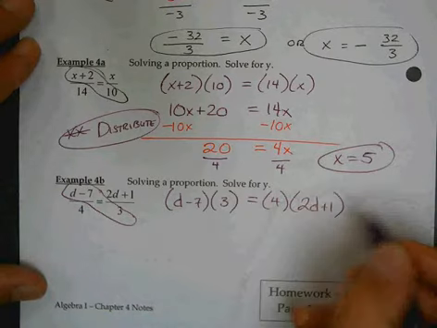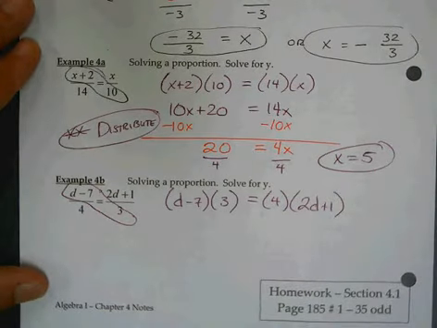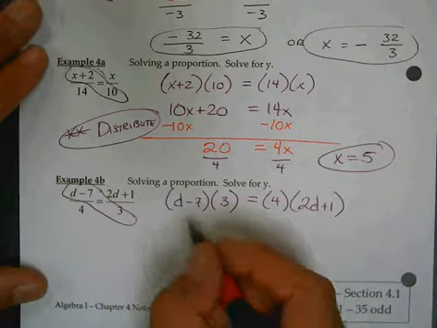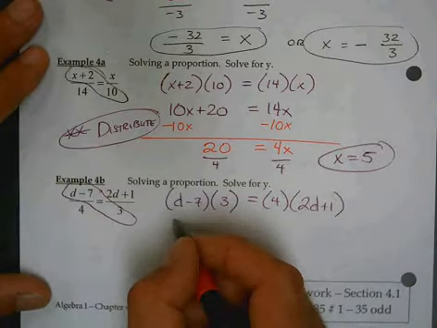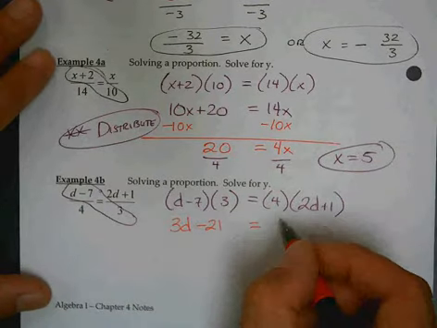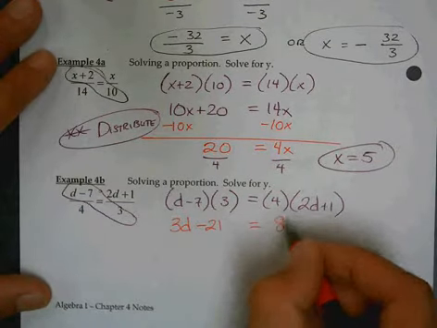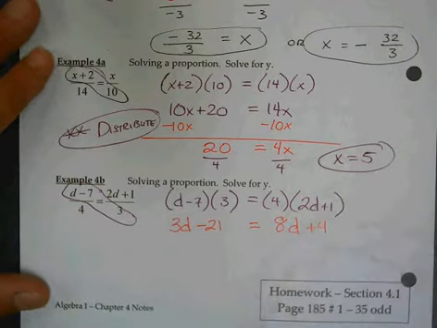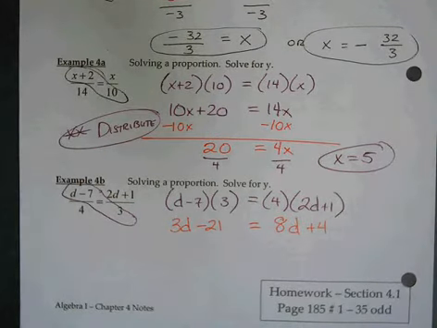Now Luke did a nice job distributing on the last one. Who can distribute this one for me? Go ahead. Grace? Excellent. Can you do the other side as well for me? Sure. It would be 8d plus 4. Excellent. Where do we want to move our d's to? Move them to the right.